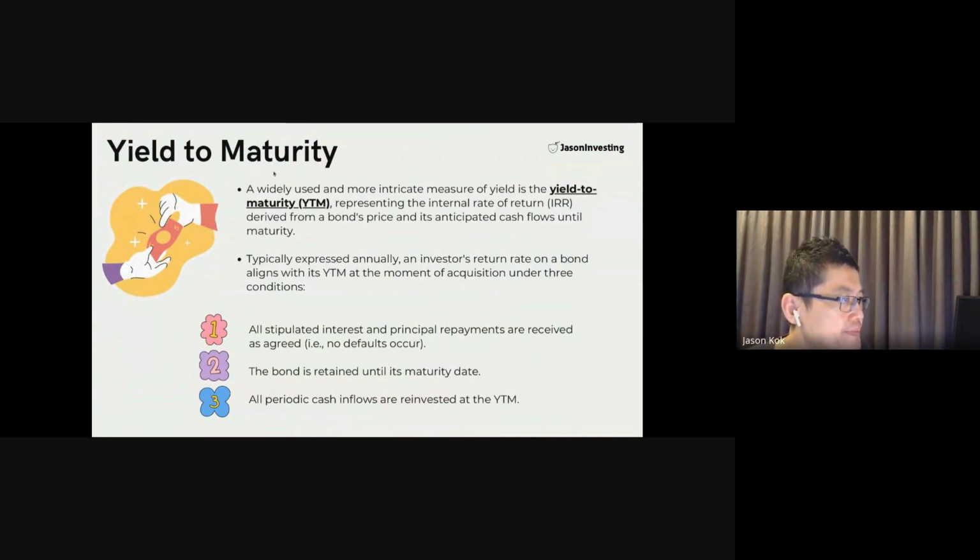Yield to maturity is a measure of yield representing the internal rate of return, the IRR, derived from a bond's price and its anticipated cash flow until maturity. Typically expressed annually, one thing that you always need to know is that all the interest rates that we talk about are always annual rates.